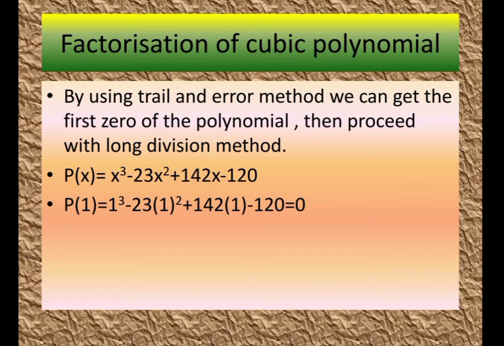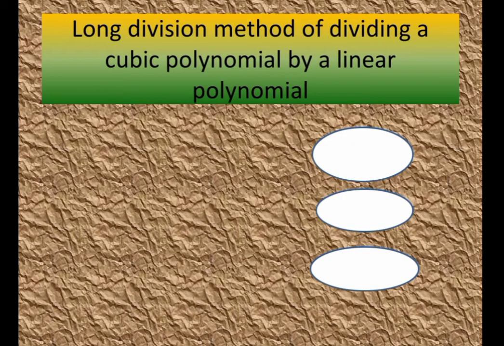Here p of x equal to x cube minus 23x square plus 142x minus 120. First I tried with 1. In this itself I got 0. So x minus 1 is a factor of p of x. So if I get x minus 1 as a factor, then I have to use the long division method for finding the remaining factors. Let us see how to do the long division method for finding that one.